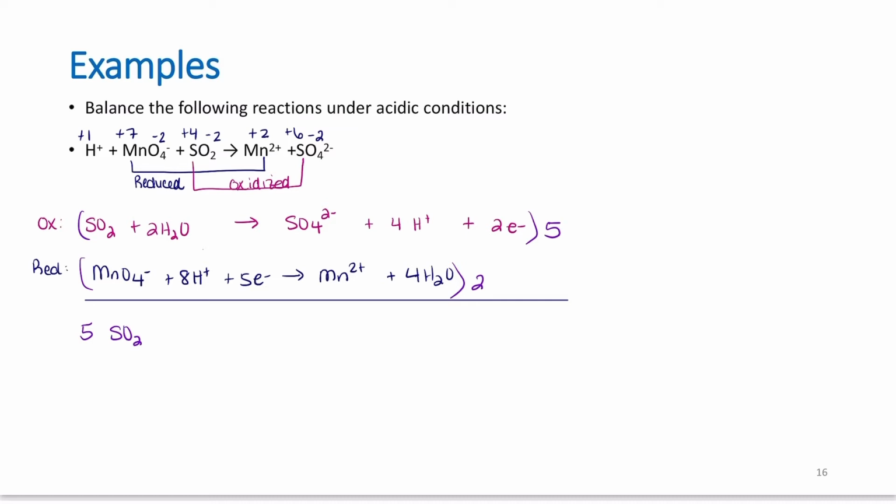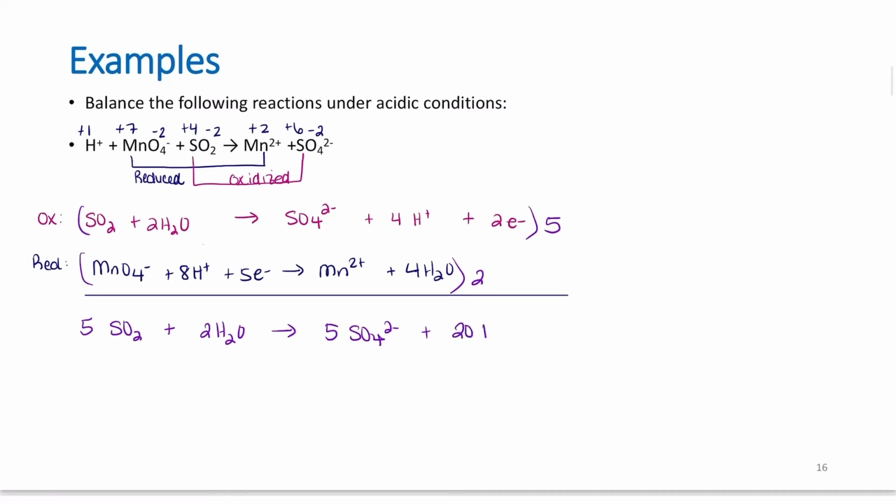5 SO2 plus 2 H2O, giving me 5 SO4 2- plus 4H+, helps if you multiply, plus 20 H+, and this should be 10 over here. I apologize. Shouldn't do these things when you're tired. So 5 is multiplied. 2 times 5 is 10. 5 times 1, 4 times 5, and 10 electrons. Now we've got the right reaction. And then the second reaction we multiply by 2.